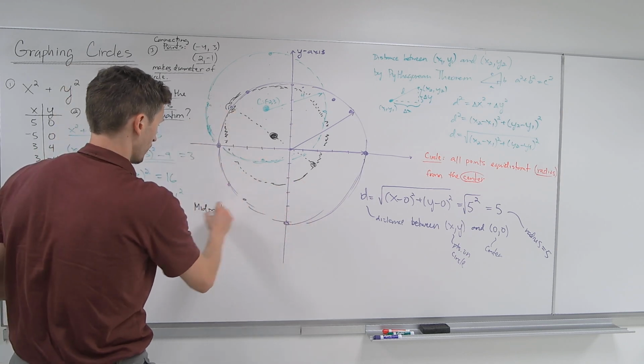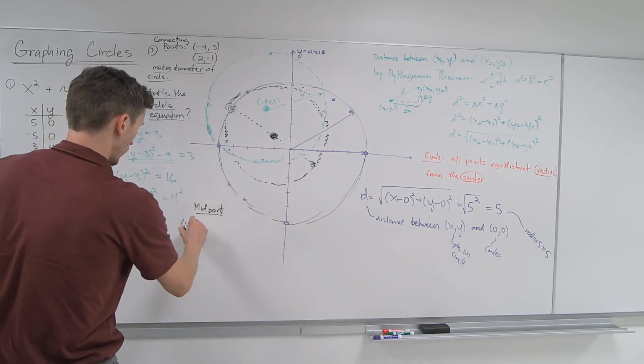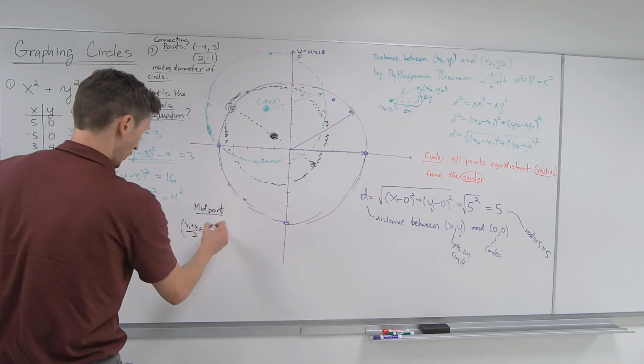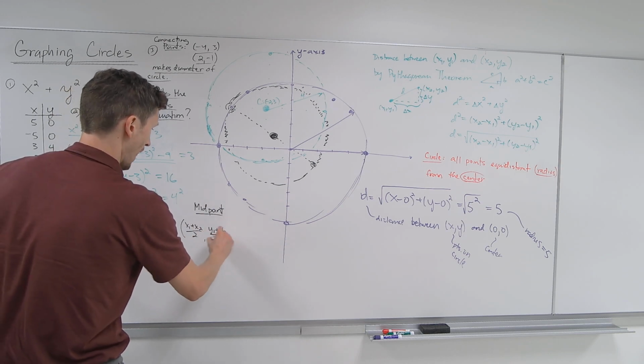What does averaging mean? Add them, divide by 2. So the midpoint would be x1 plus x2 over 2. And what do you think the other one is? y1 plus y2 over 2. Yeah, that's averaging the x and y values.